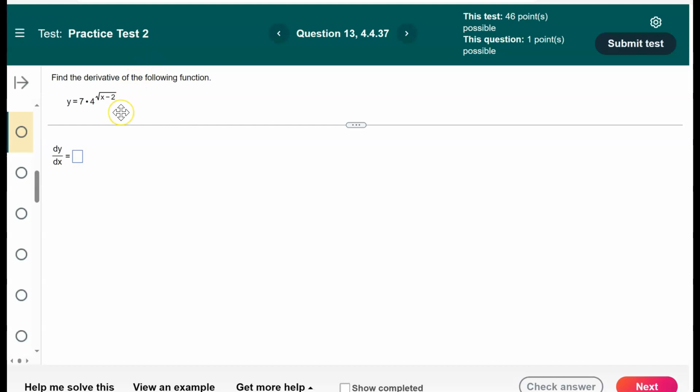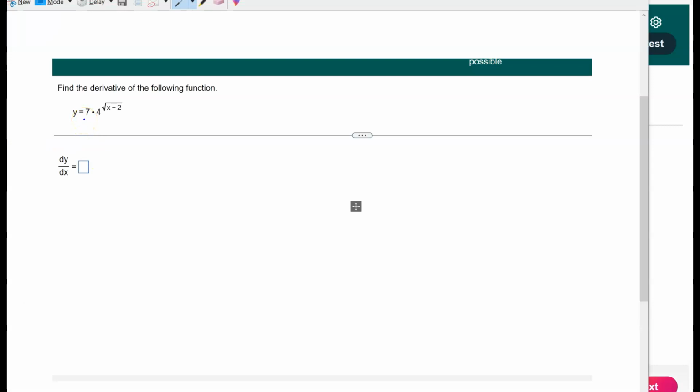Now let's have another example on differentiating an exponential function of the form a to the u. So let's find the derivative of 7 times 4 to the square root of x minus 2. Now here we do not use the product rule because this is just a constant. So we will use the constant multiple rule. And so you copy that 7 to find the derivative, times, and then you differentiate this.